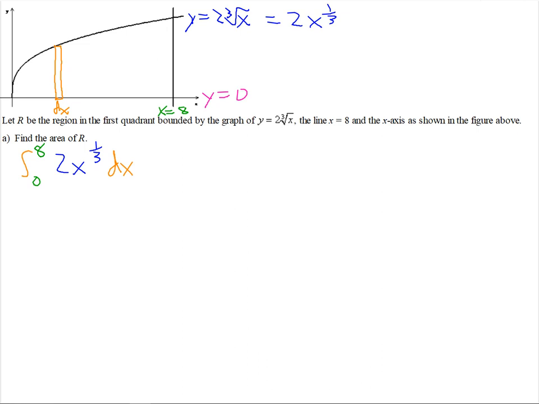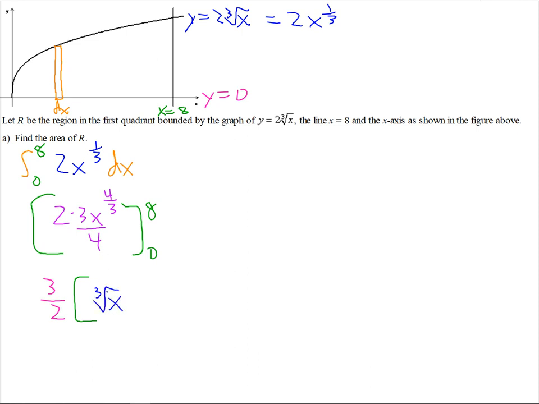So now when you integrate that, you get 2 stays there, x to the 4/3 when you add 1 to that, divided by 4/3, the same as multiplying by 3/4. Evaluated from 0 to 8. Then you can simplify that. That's 6/4 reduces to 3/2. And since that's a constant, you can pull out in front. And then put this in radical form. Instead of x to the 4/3, that's a cube root of x to the 4th.